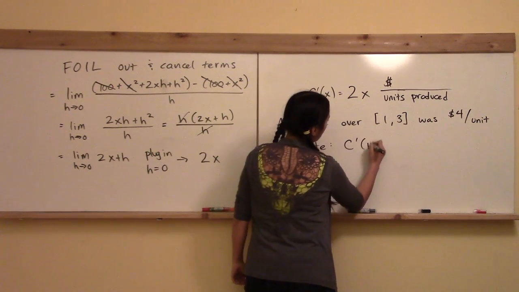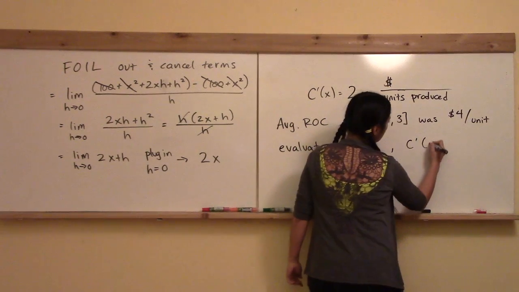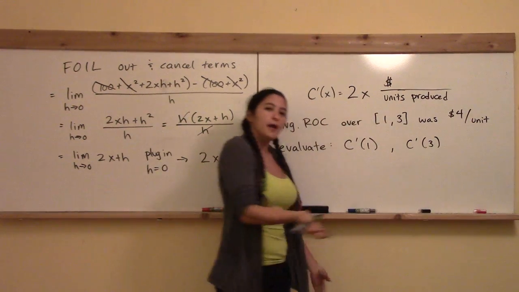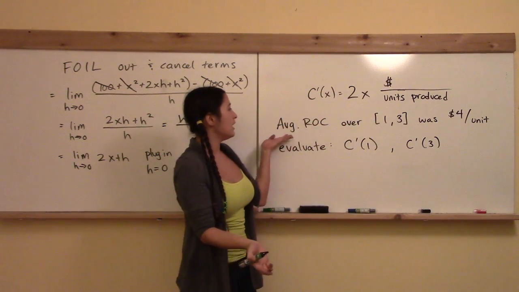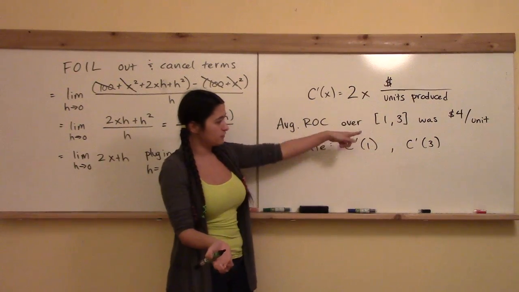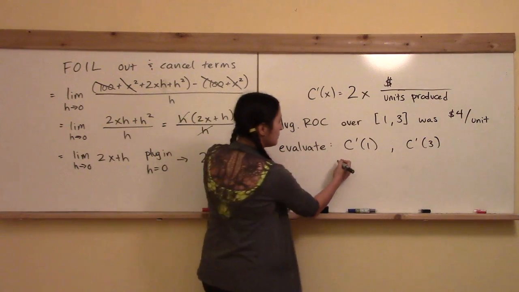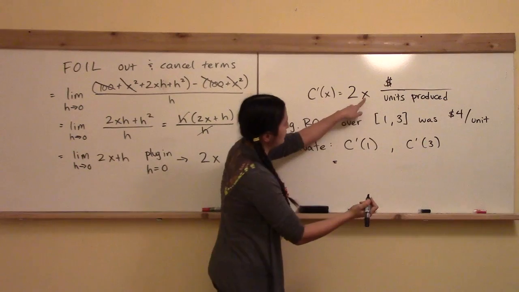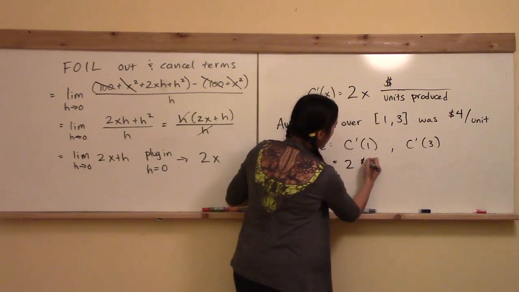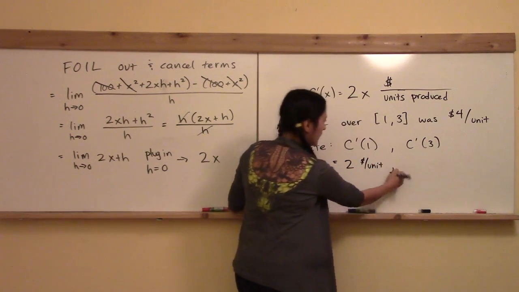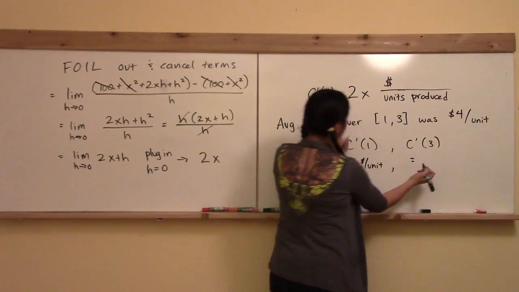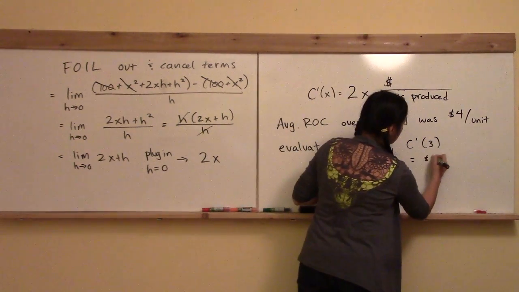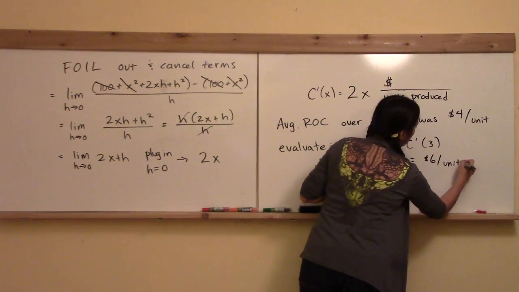Okay, so now let's just evaluate that and compare them. What is c prime of 1? What is c prime of 3? These are the two endpoints that buffer the average rate of change, the interval right there. Let's see, c prime of 1 is equal to 2 times 1, so that's $2 per unit. Okay, what is c prime of 3? That's 2 times 3, so that's $6 per unit.